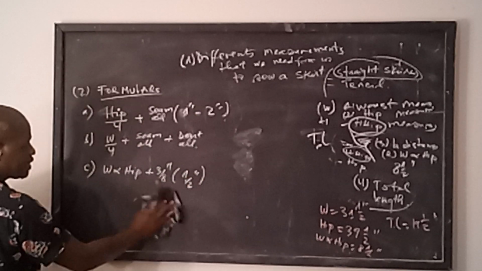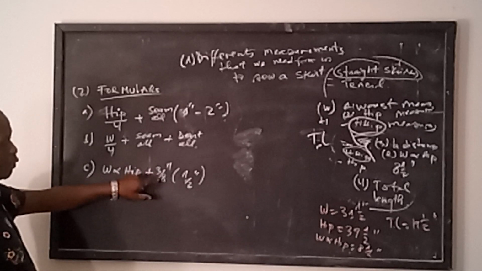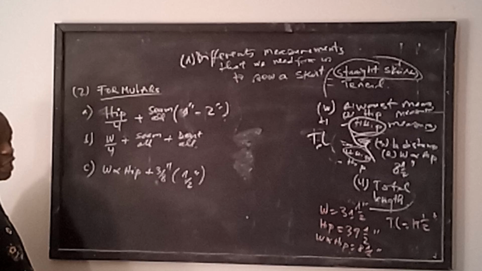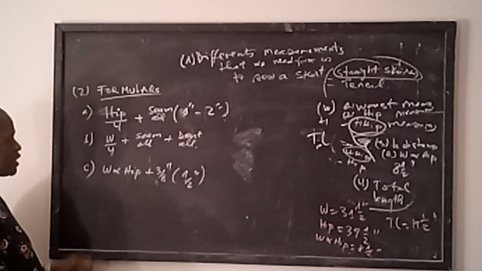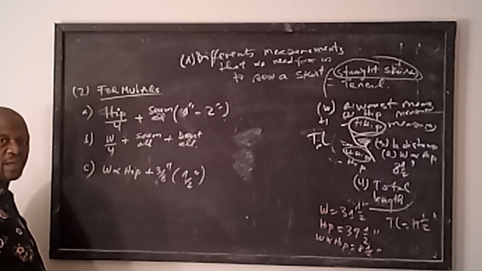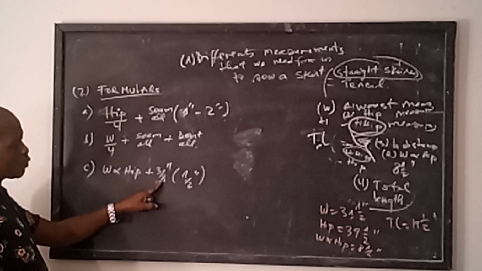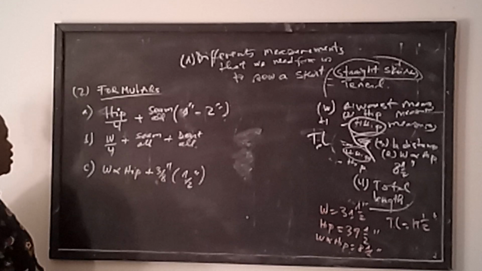Or otherwise, you can mark it yourself. Try to mark 3/8 inch on your machine so that you may be able to sew with 3/8 inch. Because a quarter inch will be very small. It will not be very stable. So it's better to go with 3/8 inch or half an inch.